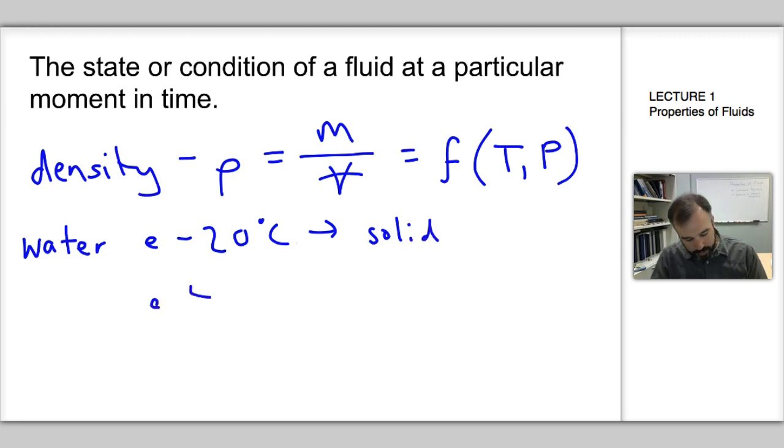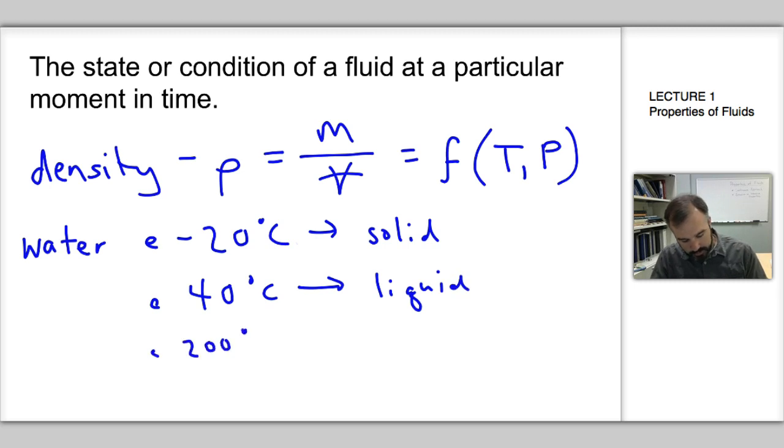At 40 degrees Celsius it is a liquid, and at 200 degrees Celsius it is a gas. Okay? And so that describes the equation of state, or the density of water at different temperatures. A solid, or ice, is slightly less dense than water at, say, 4 degrees Celsius. So as the temperature increases from minus 20 to 4, the density is actually going up. It reaches 4 degrees Celsius, and as it continues to warm, the density goes back down.